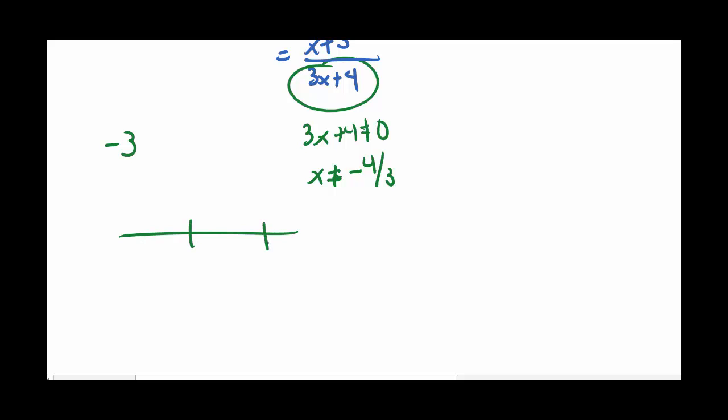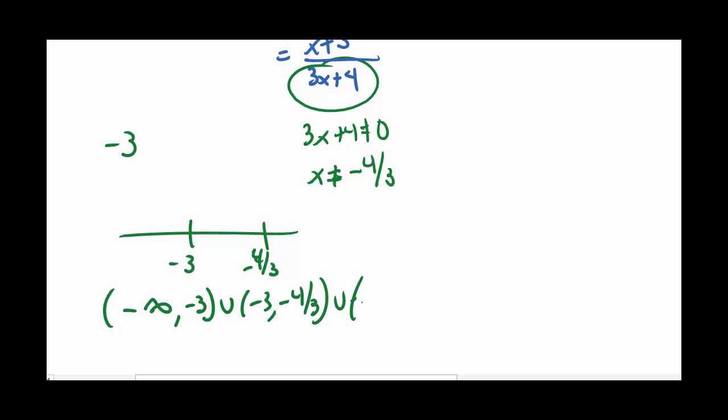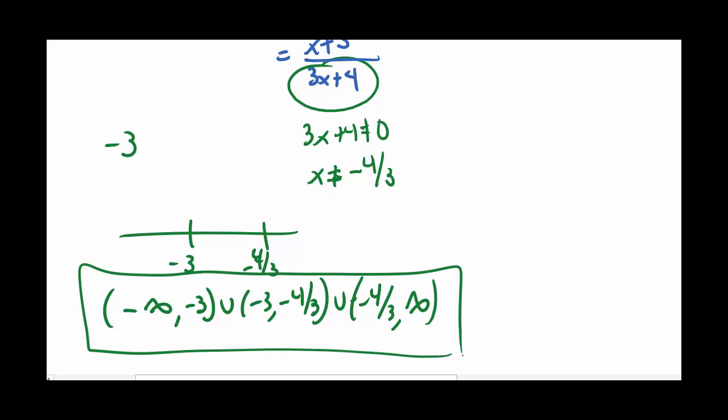It might help if we look at a number line. What comes first? Negative 3 and then negative 4/3. So when I write this out, my domain is going to be negative infinity up till negative 3, negative 3 to negative 4/3, and negative 4/3 out to positive infinity. So it's going to have all three of those pieces in it in the correct order.